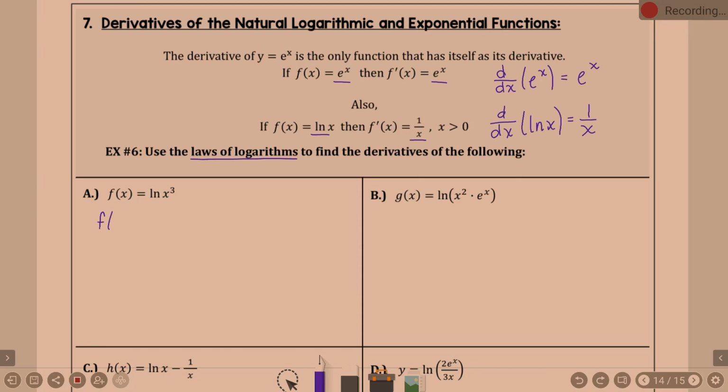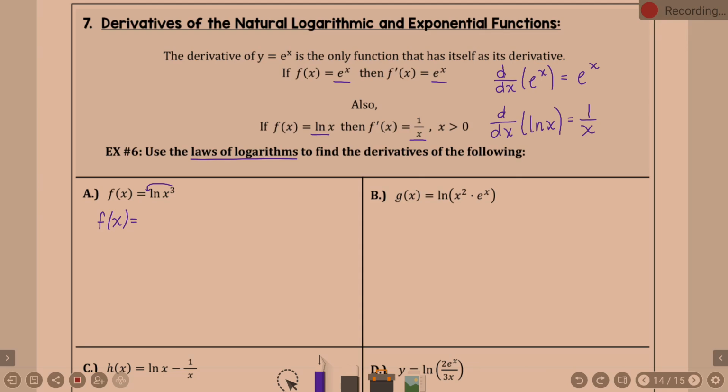A power on a log can be rewritten as a coefficient out front. Okay, and that's the thing. Right now, we don't know enough to take the derivative otherwise. So eventually we will, but right now we don't.